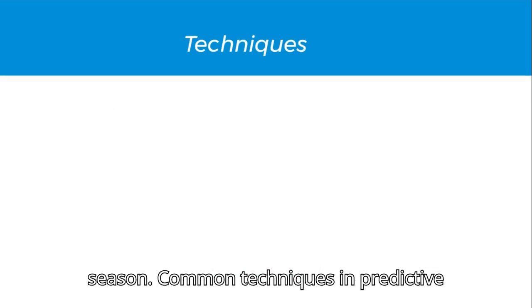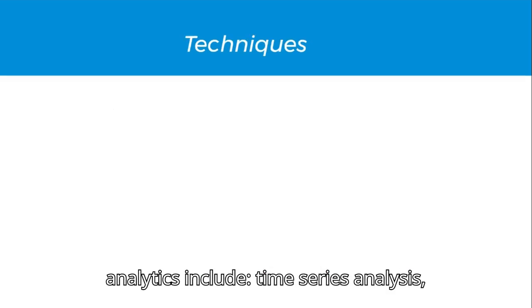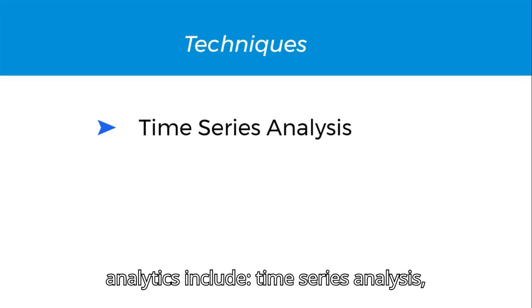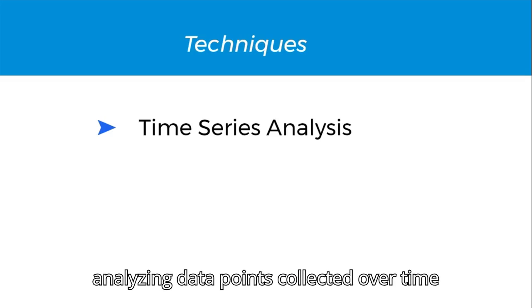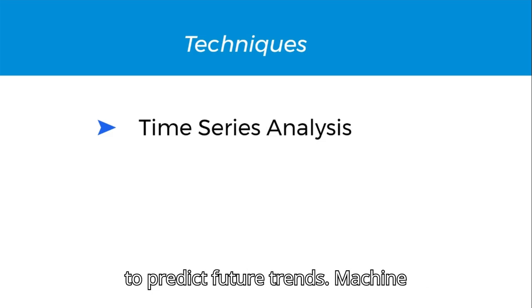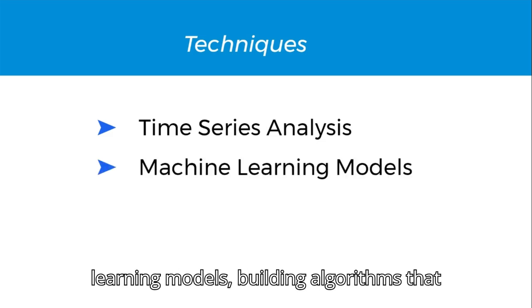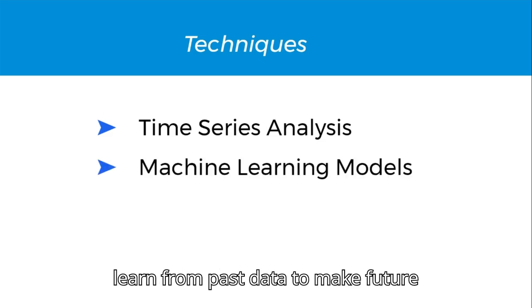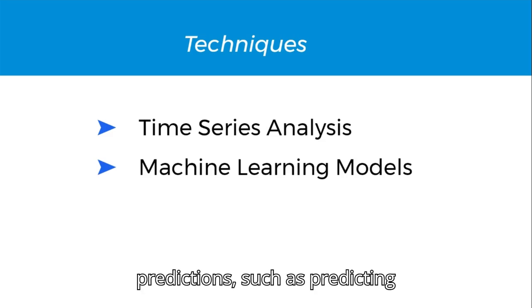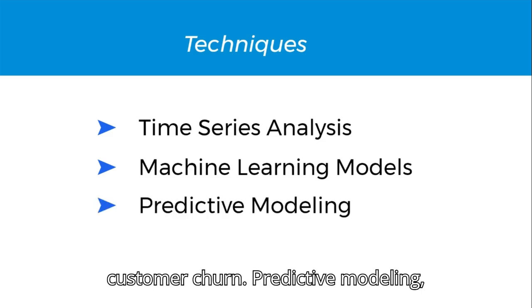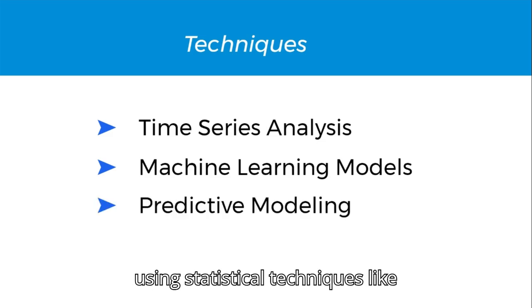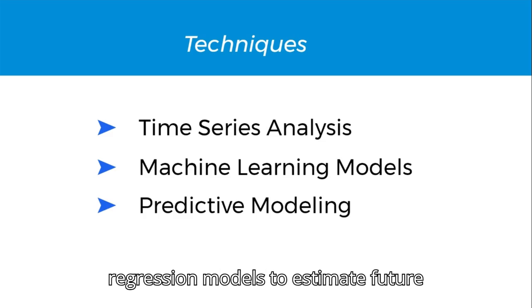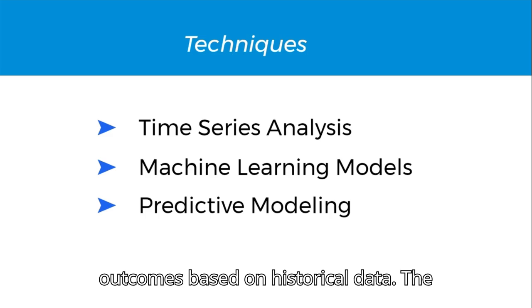Common techniques in predictive analytics include time series analysis, analyzing data points collected over time to predict future trends; machine learning models, building algorithms that learn from past data to make future predictions, such as predicting customer churn; predictive modeling, using statistical techniques like regression models to estimate future outcomes based on historical data.